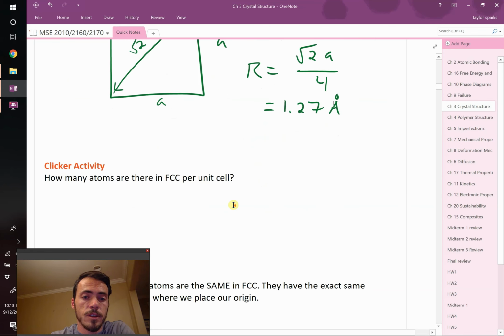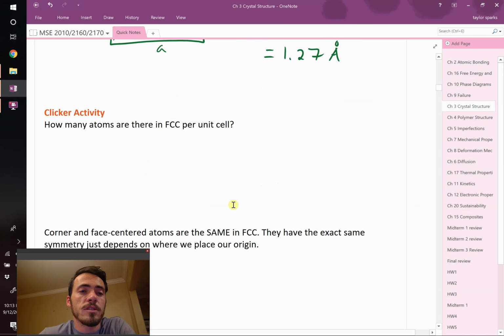Okay, so next question that I have, the next clicker question is, how many atoms are located within the FCC unit cell? Okay, so go ahead and pause this and discuss. And the key thing to remember here before we put your answers in, take into account how many are actually totally inside versus only partly inside.